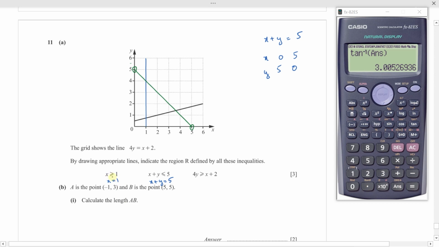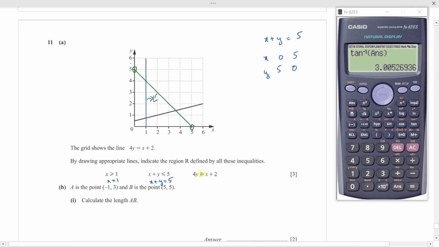So the first inequality is x is greater than or equal to 1. That means I'm looking at the right side of this blue line. Then the next one is x plus y is less than or equal to 5. Sorry, this is the line for this equation, x plus y equals 5. So the inequality is less than or equal to, which means I'm looking at the region below this line.